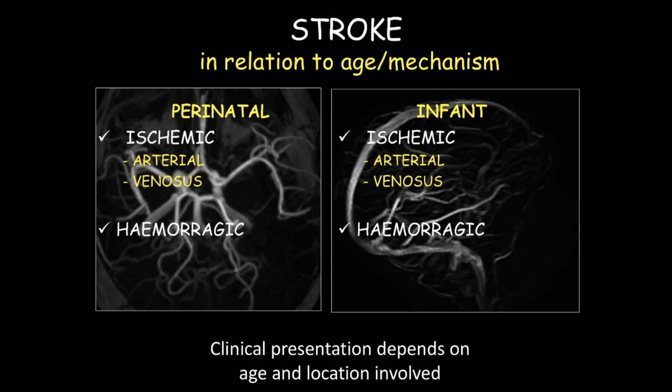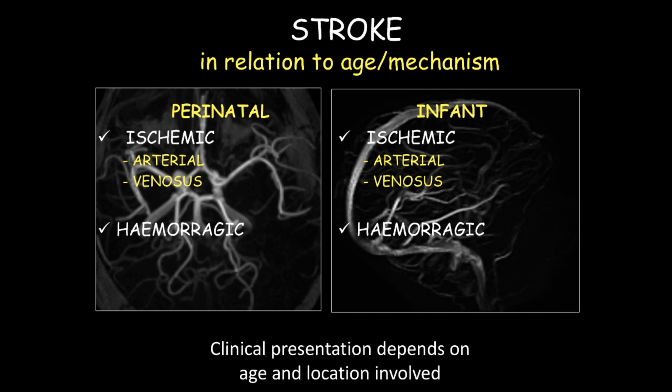We've spoken about sequences, we've spoken about incidents. Now let's see a little bit more about stroke. The important thing about stroke is that it is a very kaleidoscopic entity, and is related both to age and the mechanism that is at the base of the parenchymal sufferance.